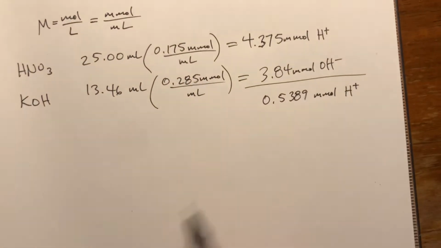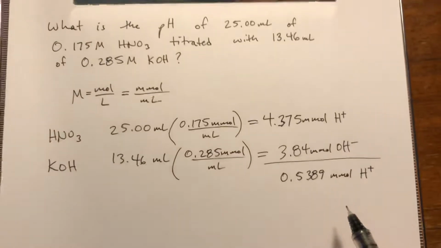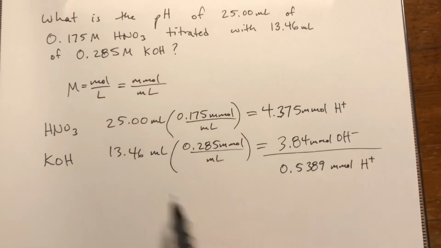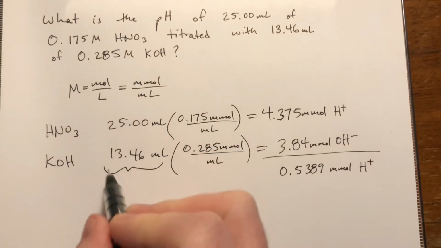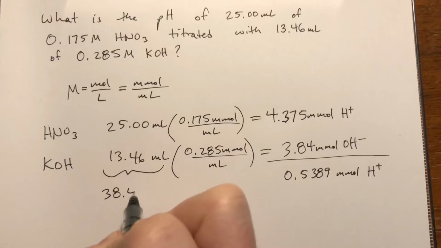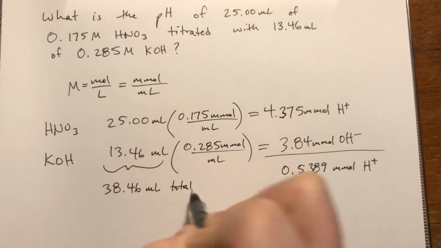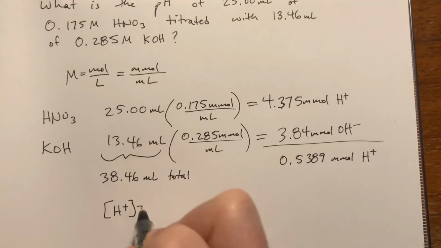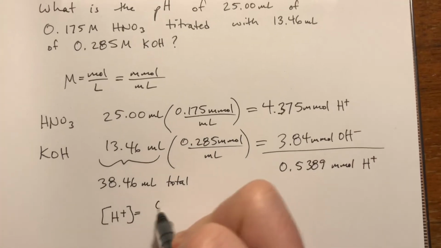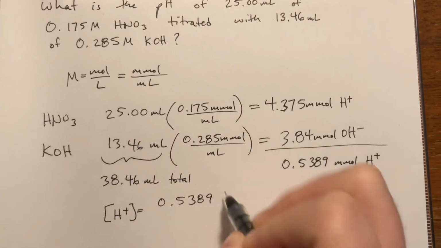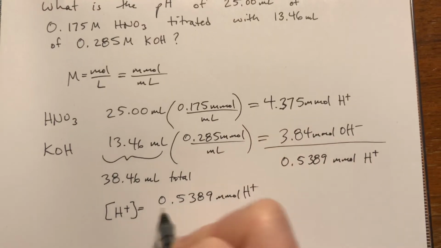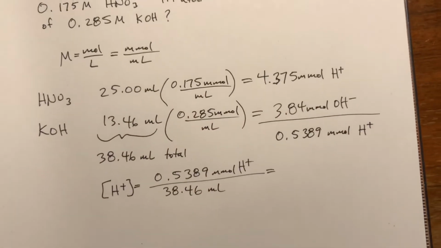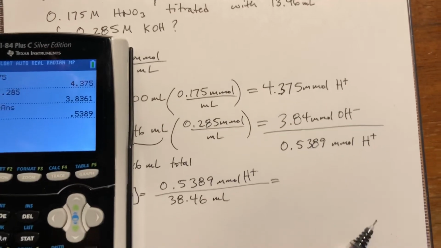Then to get pH, we need to know the molarity. We know millimoles, but we do not know molarity, capital M. So what we need to do is figure out the total volume. We can add these together, and it comes out to 38.46 milliliters total. To get the concentration of H+, or H3O+, we take millimoles divided by milliliters. So we have millimoles per milliliter, and we'll see what we get.